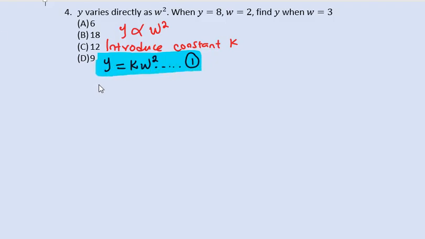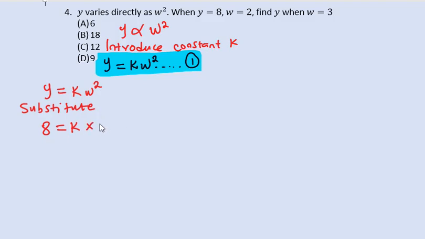Okay, from here we have that y is equal to k w squared, and then the question says when y is 8. So we have to substitute. So from here we can start substituting. y is 8, so you substitute 8 for y. k is the constant, so we don't know what k is yet. And w is 2.